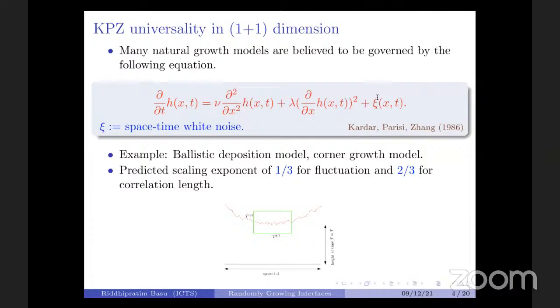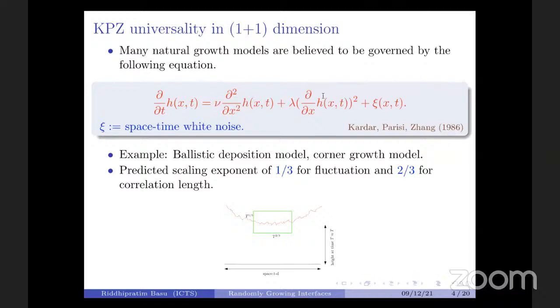And how is it different from the Gaussian universality class? One important thing is that this is smoother, because as I said, the growth of height depends on the heights of the nearby columns, as you can see already from this equation. So the interface here is much smoother than in the Gaussian case.